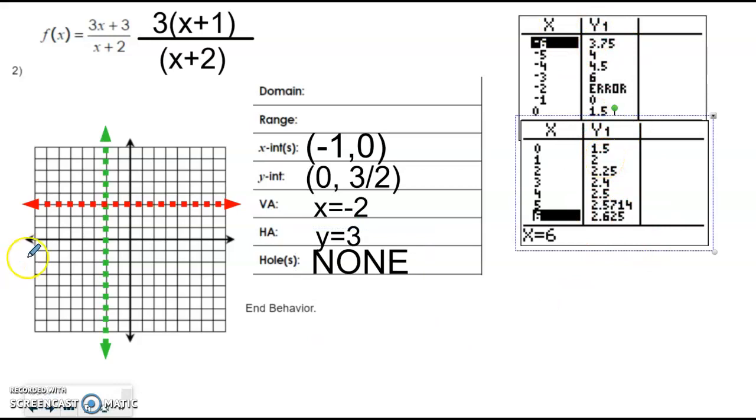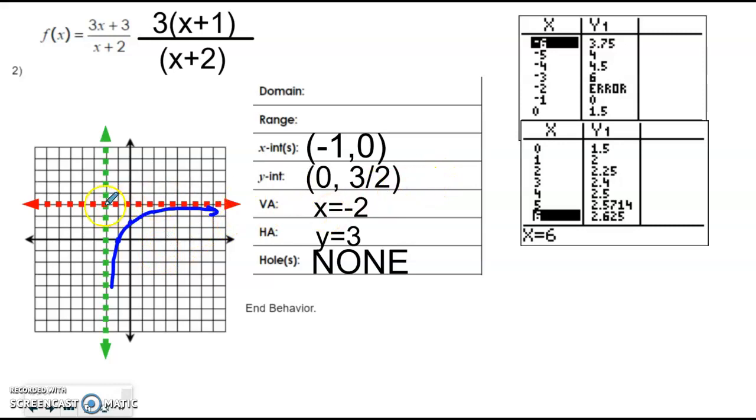So I do have a point at (-1, 0). I got one at (0, 3/2). And if I look, I could probably look at 1. What is 1? It's 2. If I look at 3, it's 2.25. So I can see right here, this graph is curving towards y equals 3.